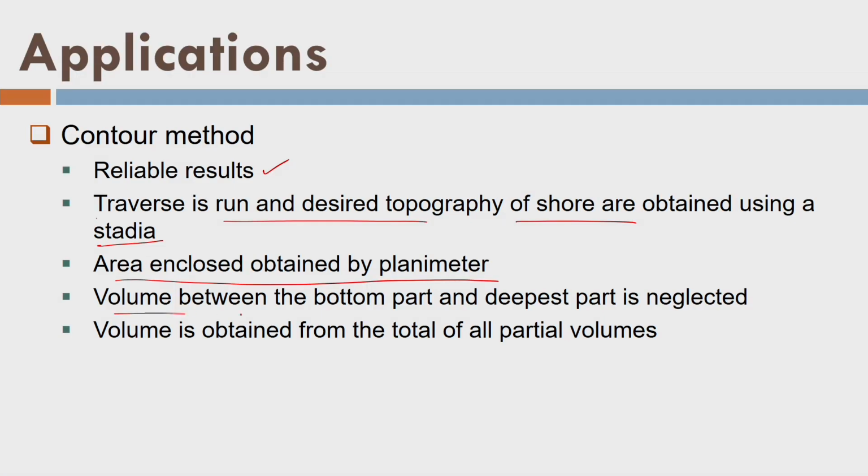Fine. That volume between the bottom part and the deepest part is neglected here. Be careful. So, total volume is nothing but after neglecting the first and the last. So, we have the partial volumes here. Fine. So, we make the summation of the partial volumes and that is my total volume, but this method is much more accurate here.